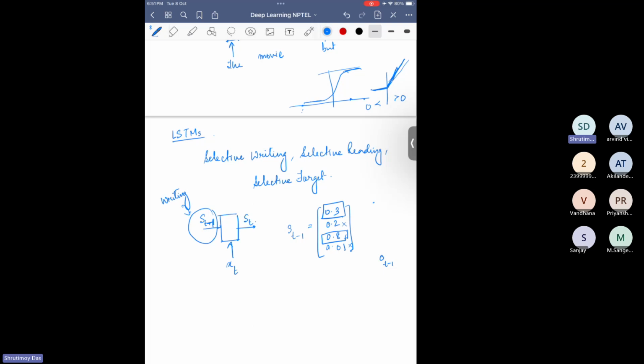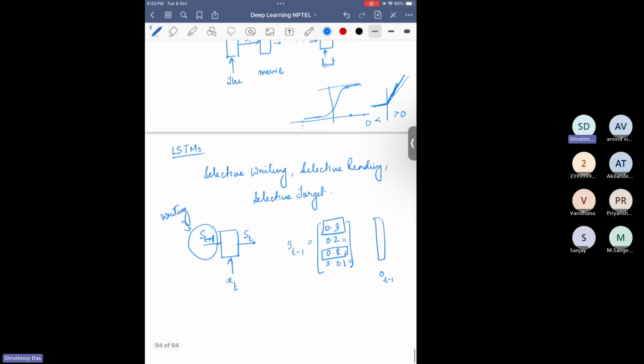And this is a learnable parameter. You don't have to say specifically which things I want to forget. The network will learn that these things are important. Once you do this operation, it will try to learn that these two steps must be remembered and these two steps can be forgotten. So it will learn some ot minus 1 vector in that sense, that we don't need this.